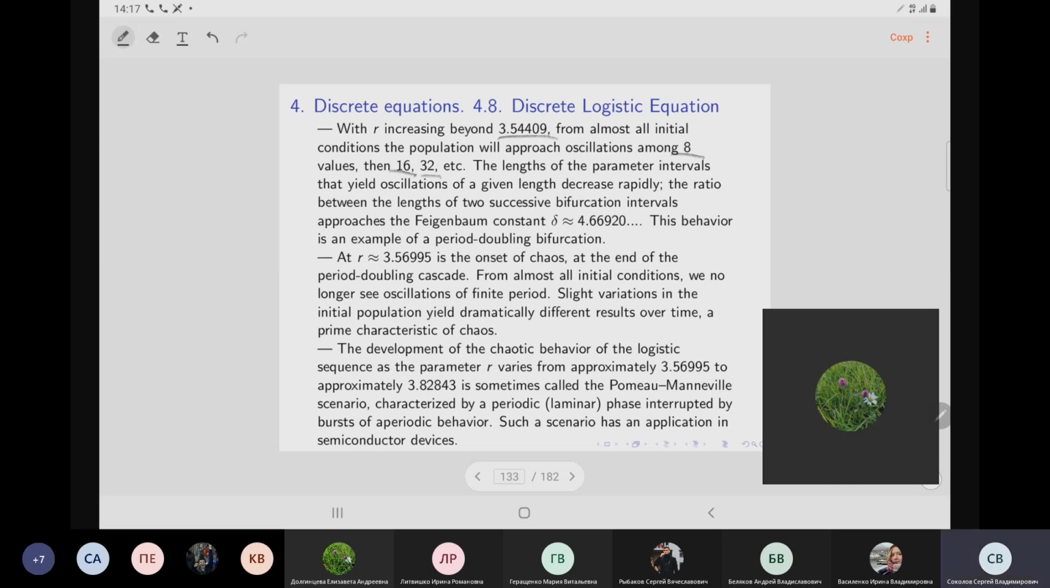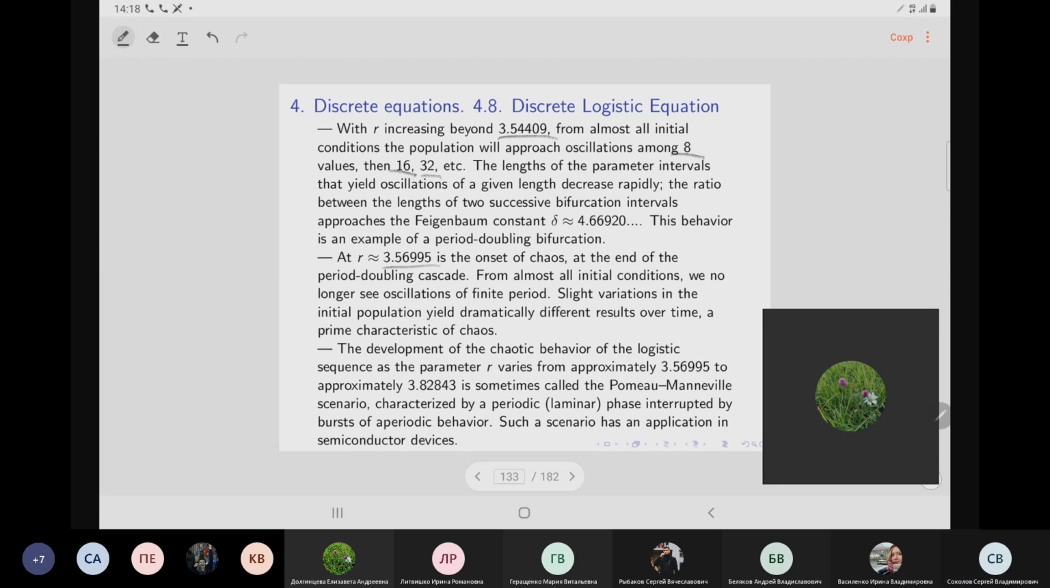And we can see this period doubling with further increase of our coefficient R. And very quickly after period doubling, absolutely chaotic motion begins. And we can analyze this chaotic motion only in terms of statistics.